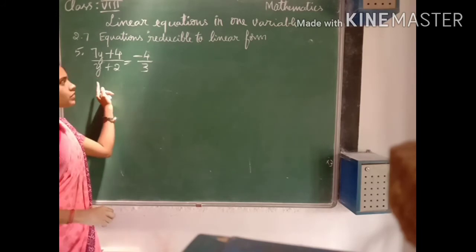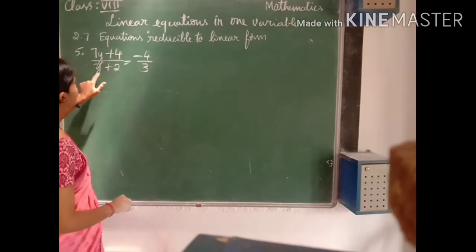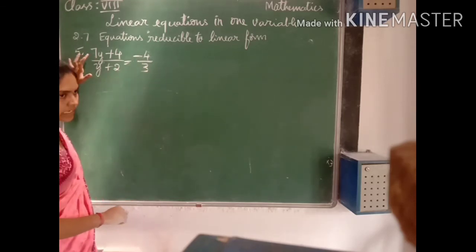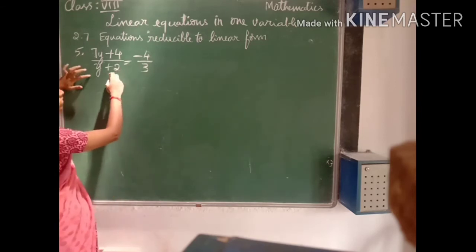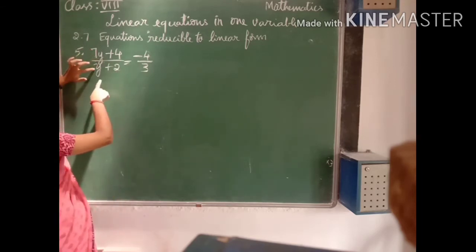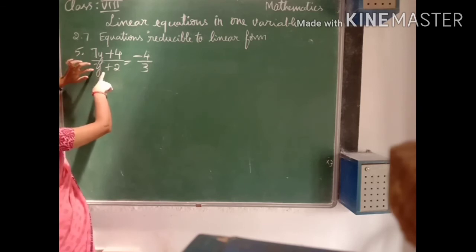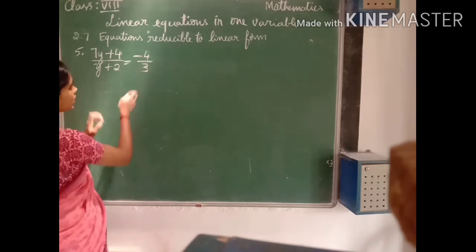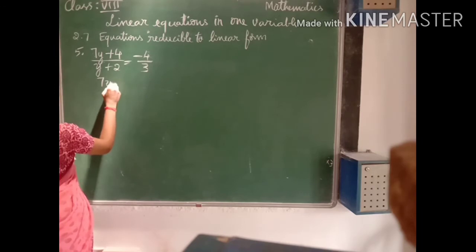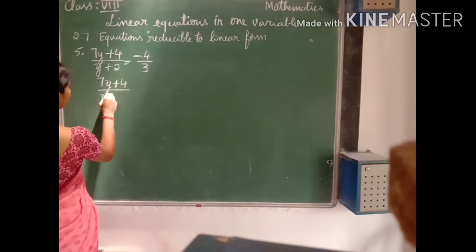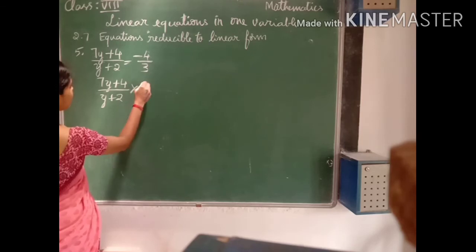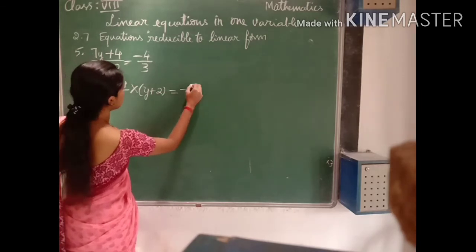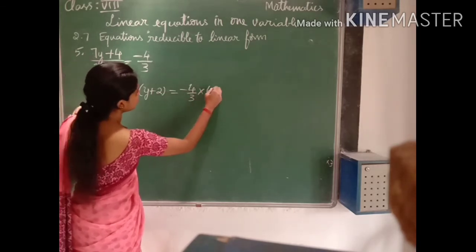Now working out the fifth problem. 7y plus 4 divided by y plus 2 is equal to minus 4 by 3. This is not in the linear equation form. So what do we have to do? Here the power of the variable is not 1, so it is not a linear equation. We have to take the denominator and multiply both the sides. So what do you get? 7y plus 4 divided by y plus 2, multiplied by the denominator y plus 2, is equal to minus 4 by 3 multiplied by y plus 2.